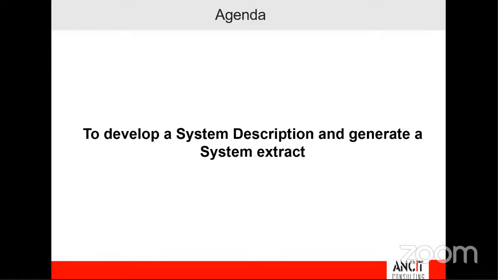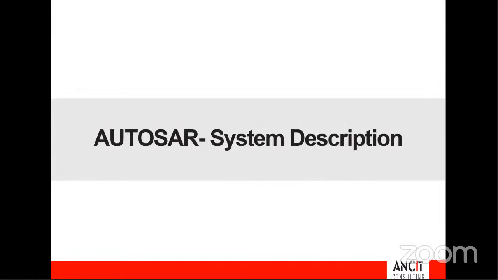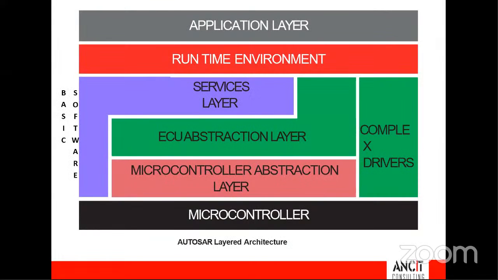We'll talk about what a system description is, what a system extract is, and all those things. In general, it talks about how the whole network is modeled, what the ECUs are, and how they communicate. This is what is meant by system description. So today we will be developing a system description file. Let's go into it in detail.